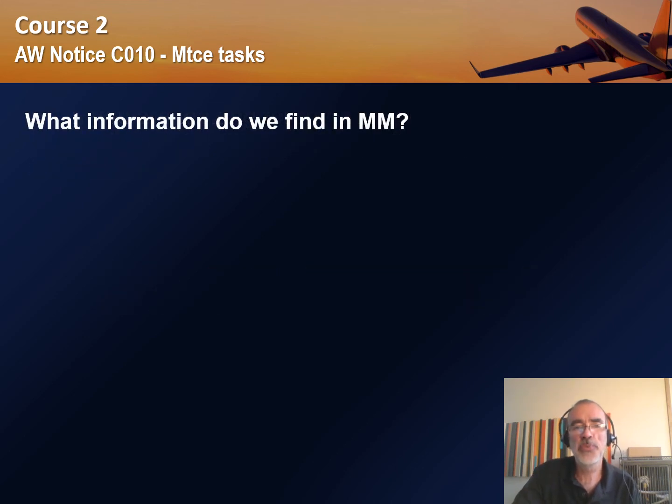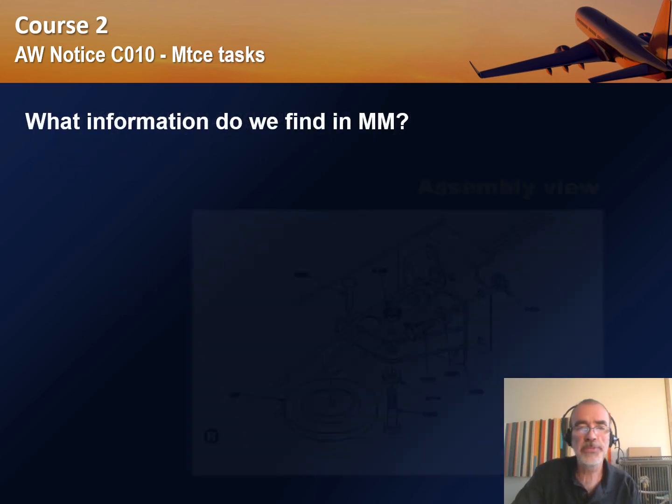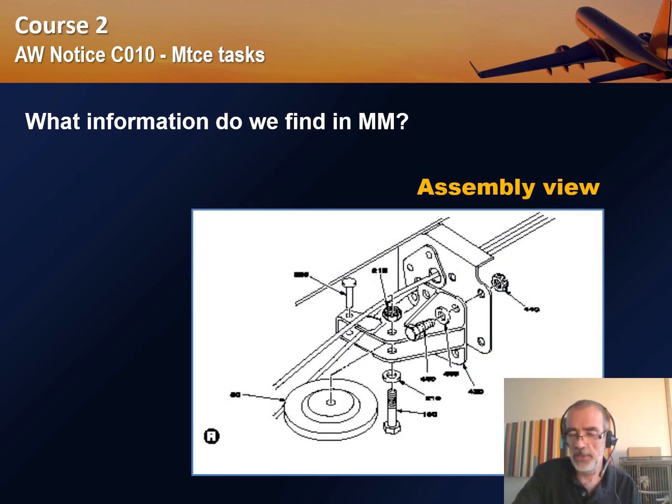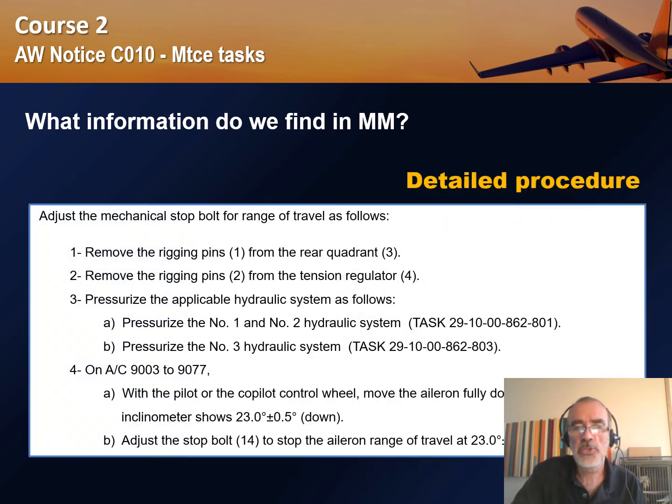What information do we find in maintenance manuals? Well, we see a lot of information. We see the assembly views, so how it is put together. We also see detailed procedures. Now, this is the important stuff: adjust the mechanical stop bolt for range of travel as follows. This will take your hand and guide you step by step.